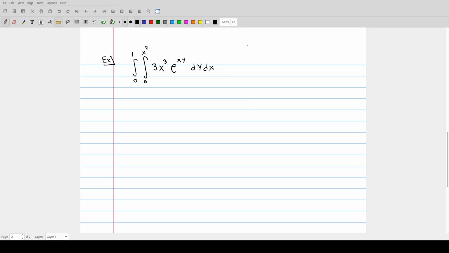You always want to draw a picture, and we're going to see that's even more important when we start talking about how to change the order of integration for multiple integrals. So what is this domain? This domain is saying go from 0 to 1 in x.